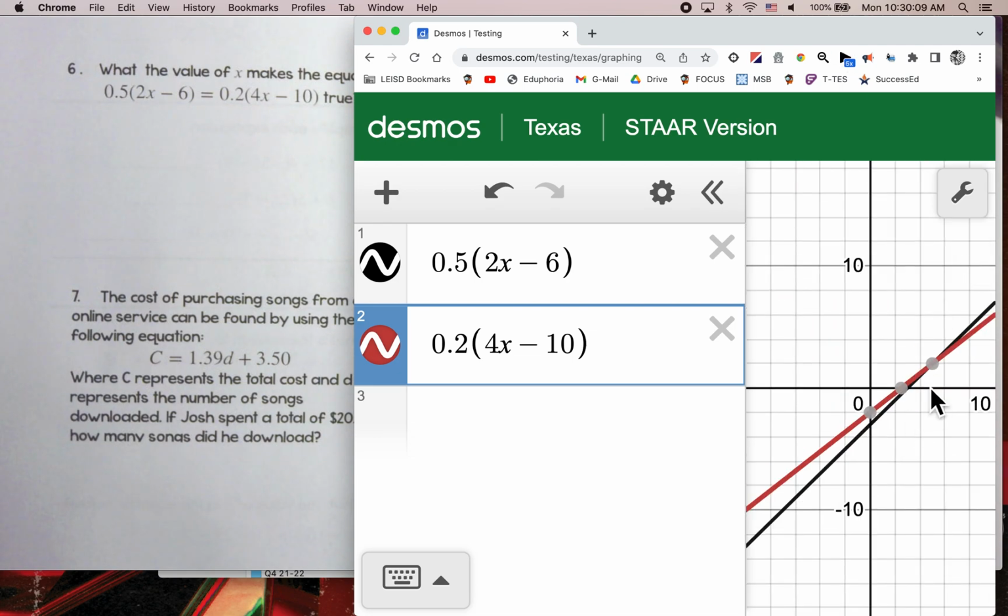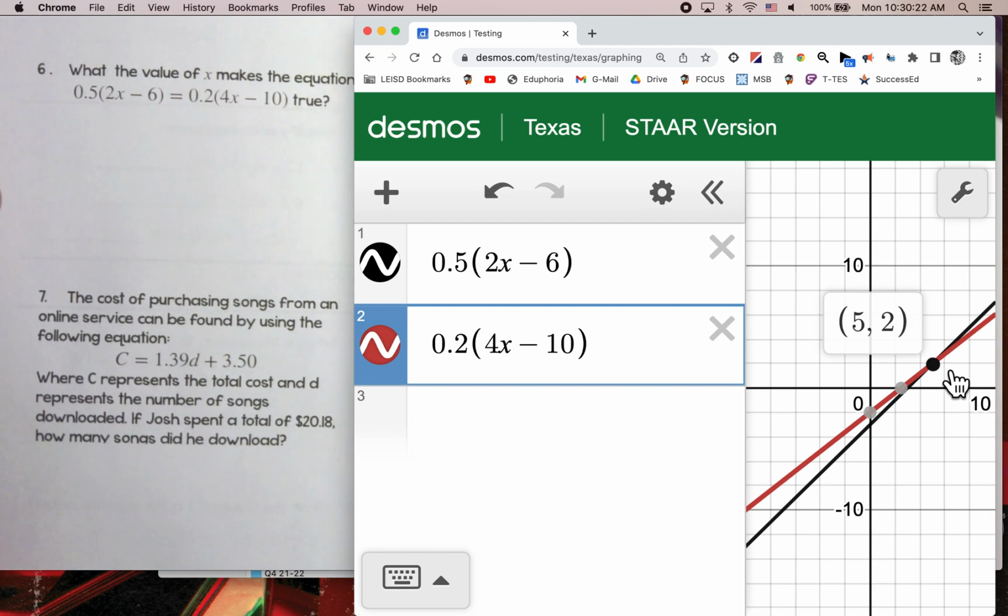Then I'm going to see where I can find that thing. So I hit the default zoom. I'm going to see where they cross. They look like they're crossing here. So I think the answer is 5. Let's double check, okay? So I'm going to use the same steps.